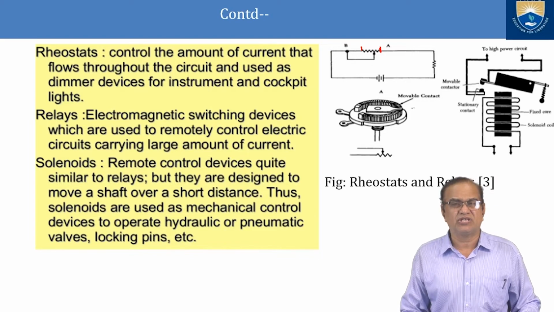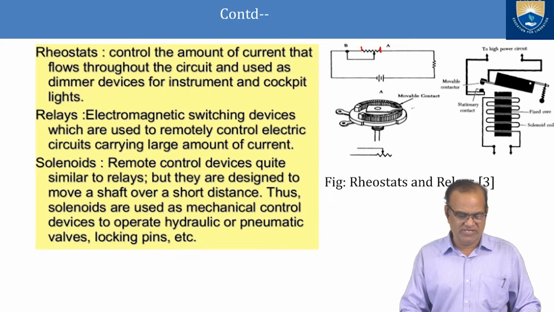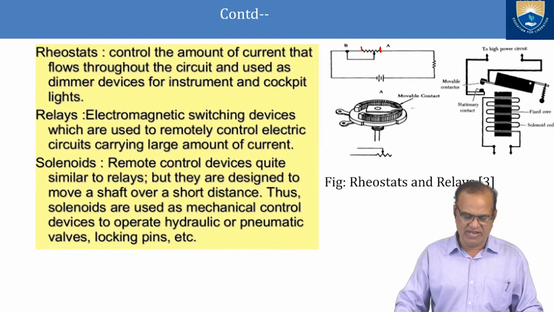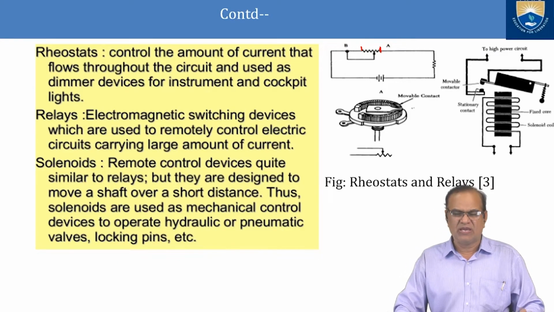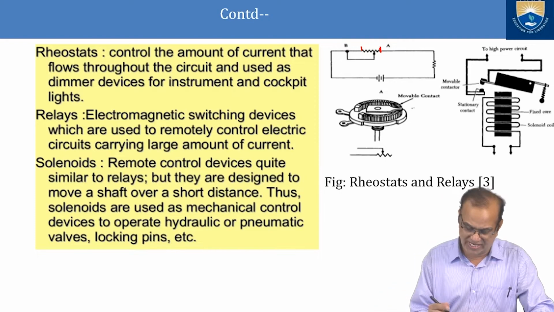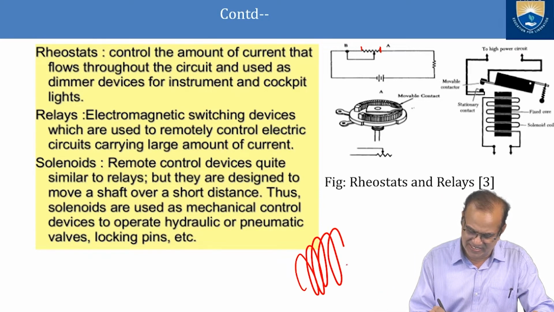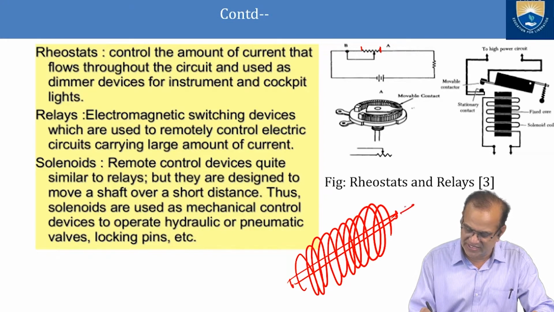So next is the solenoid. Solenoids are remote control devices quite similar to relays, but they are designed to move a shaft over a short distance. Thus, solenoids are used as mechanical control devices to operate hydraulic or pneumatic valves, locking pins, etc. So it will move in one direction. There is a metallic coil like this, and inside there is a rod. If you give current, this rod will move in either this direction or this direction.